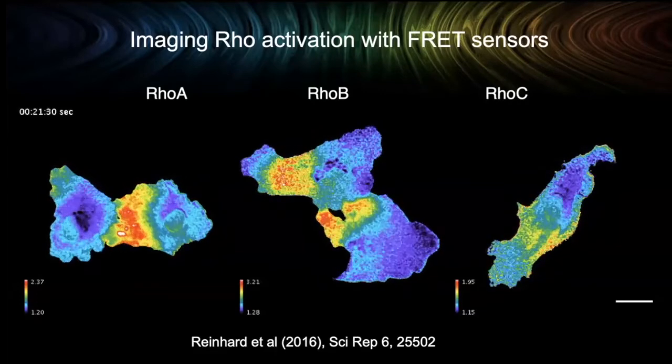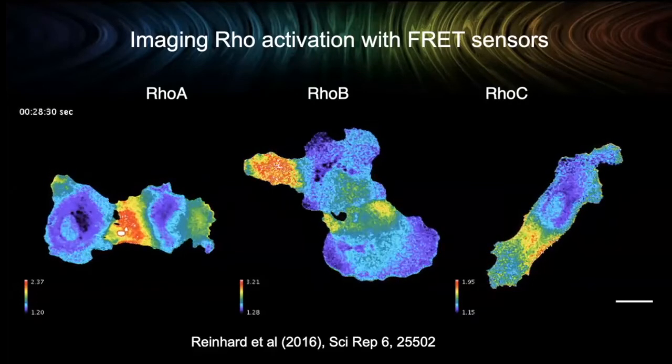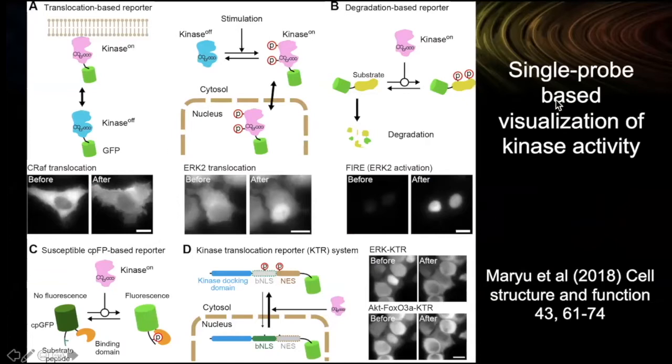But this is just fantastic that you can see this with FRET. So I can highly recommend this paper if you want to look for some tricks to make your own sensors or utilize what's around. For instance, just for visualization of kinase activity.